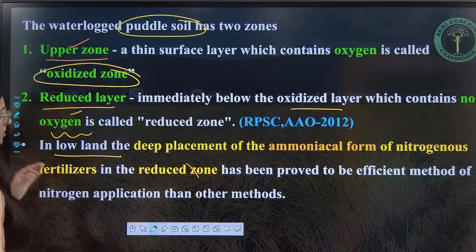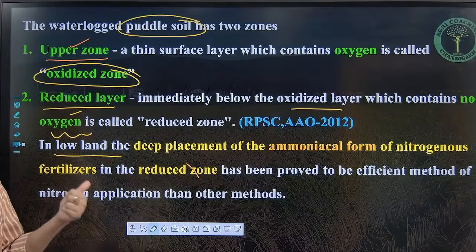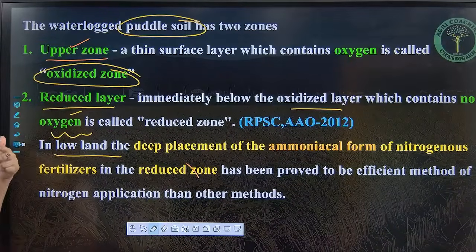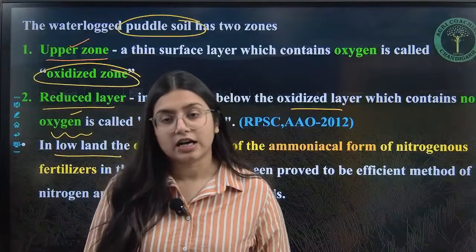In lowlands, the deep placement of the ammonical form of nitrogenous fertilizers in the reduced zone has proven to be a beneficial, efficient method of nitrogen application as compared to the other methods.